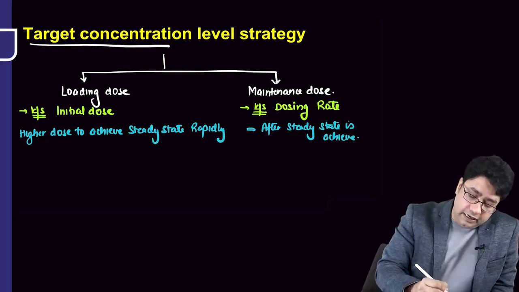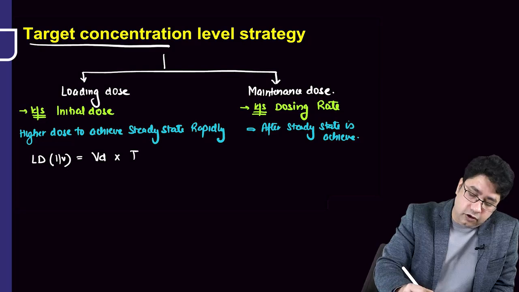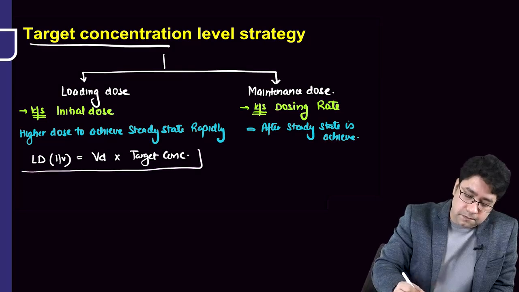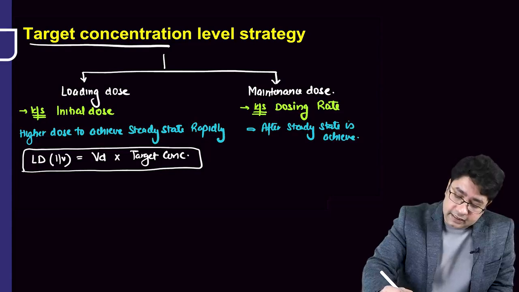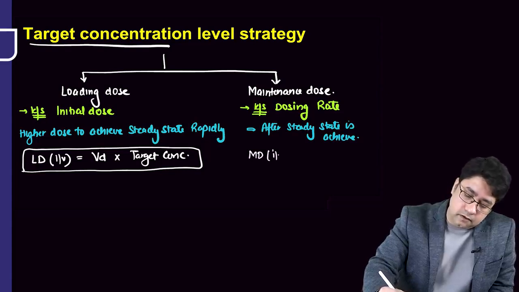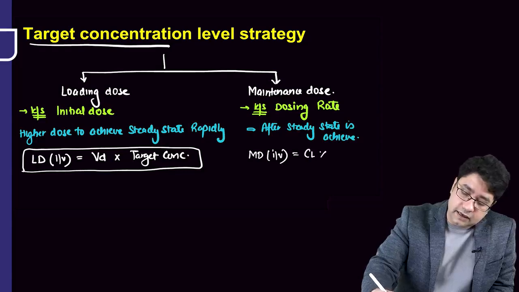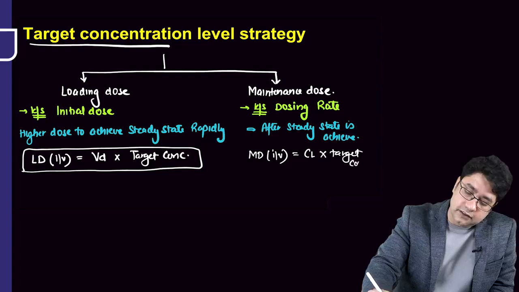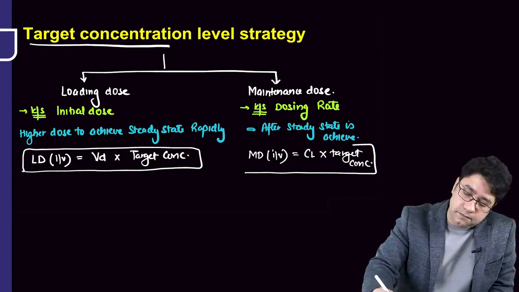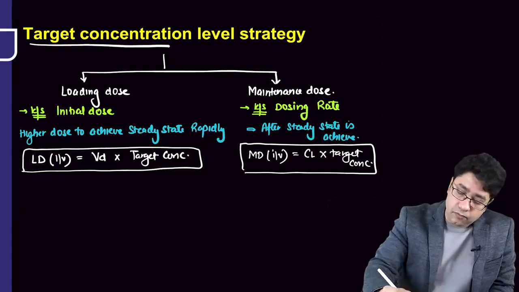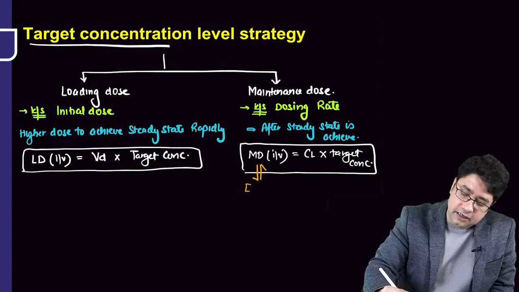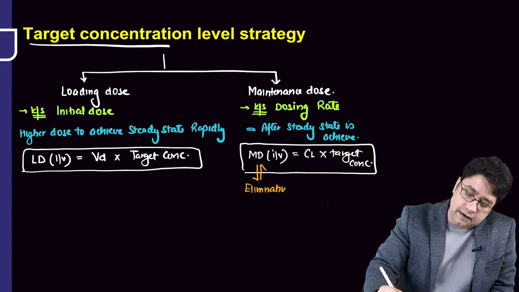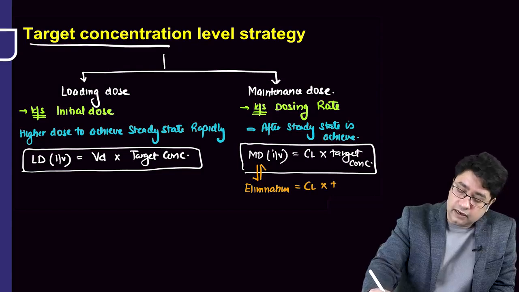Now, how do we calculate loading dose? Loading dose is equal to volume of distribution into target concentration which you want to achieve. While maintenance dose is equal to clearance into target concentration which you want to achieve. Can we say the formula of maintenance dose and elimination rate is the same? Elimination is also clearance into target concentration.